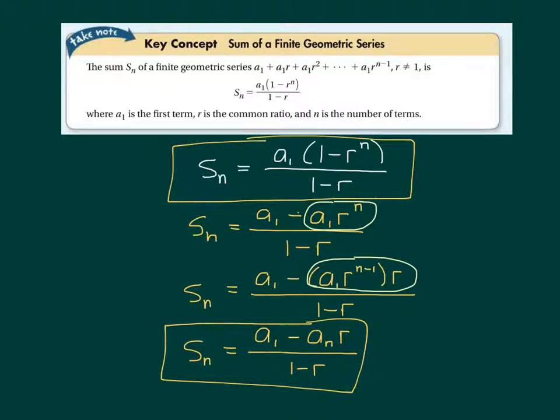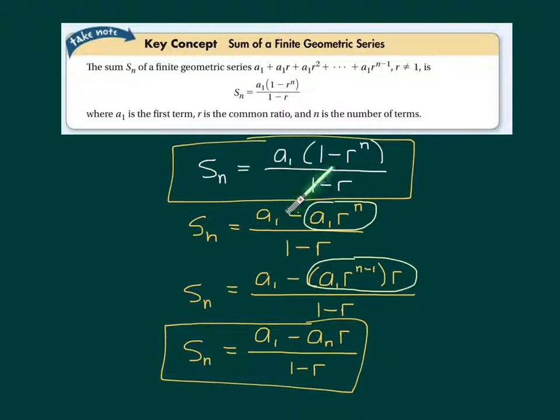What's the benefit of having that one? You'll notice here, in this form, if you know the first term and you know the nth term, and you know the common ratio, you can get the sum of the first n terms. Avoiding the problem that we had to deal with on the arithmetic series worksheet, where you didn't know the number of terms. In this formula, take note that you don't need to know how many terms there are.